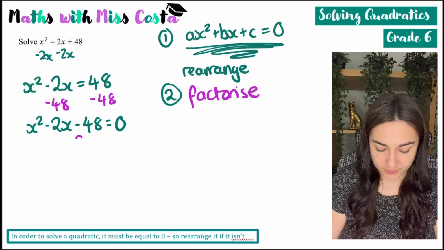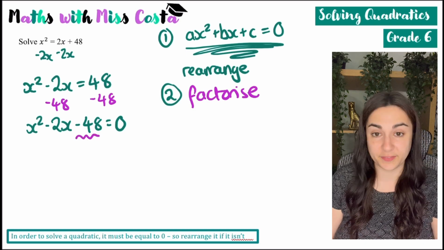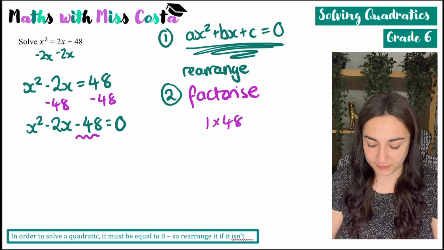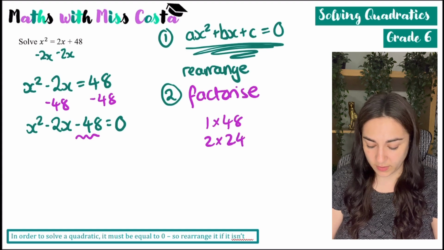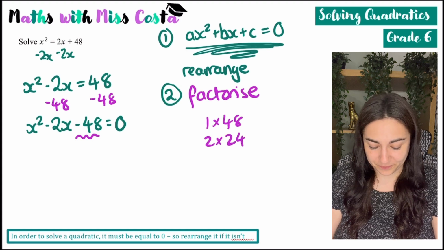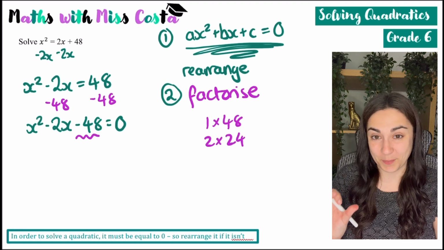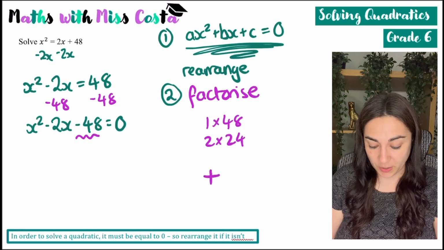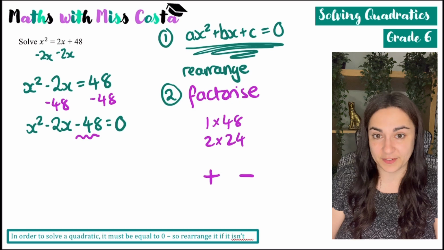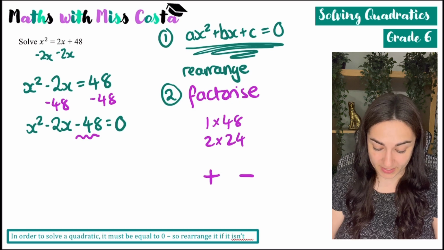Okay, so when we factorize, we're trying to find the factors of negative 48. So 1 times 48, 2 times 24. There's lots of factors of this one. And we're trying to find the two factors that multiply to make negative 48. So I know one is going to be positive and one is going to be negative, and they add or subtract to make minus 2.